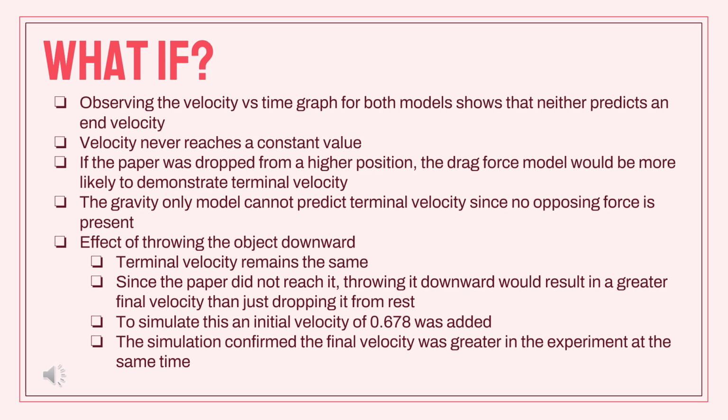As for the effect of throwing the object downward, the terminal velocity remains the same since the paper did not reach it. Throwing it downward would result in a greater final velocity than just dropping from rest. To simulate this, an initial velocity of 0.678 was added, and the simulation confirmed the final velocity was greater than the experiment at the same time.